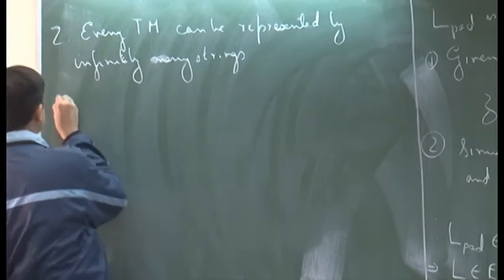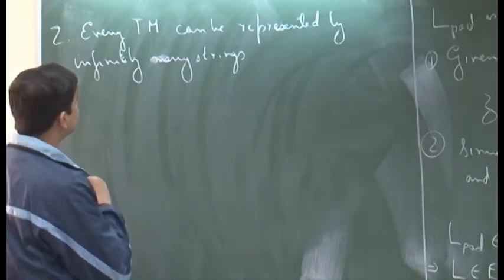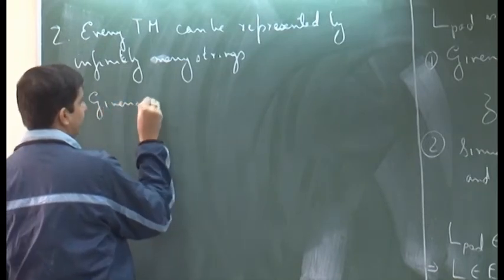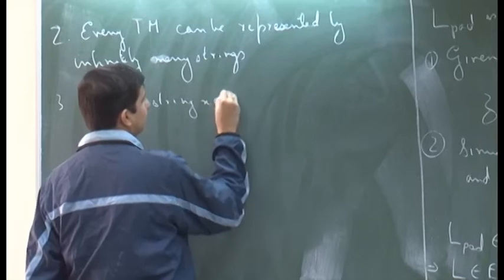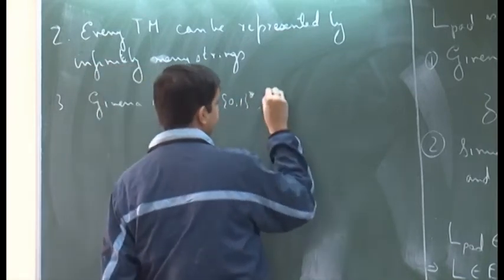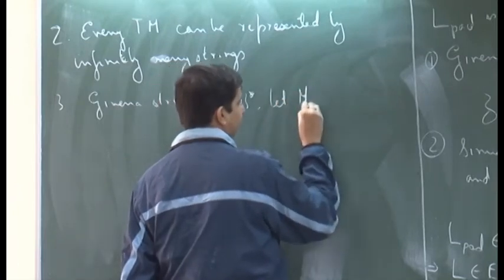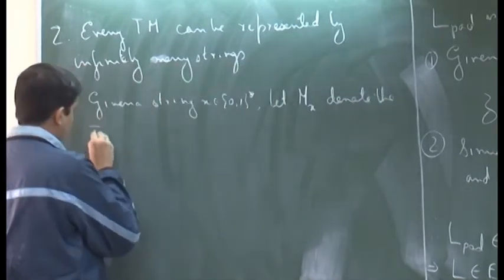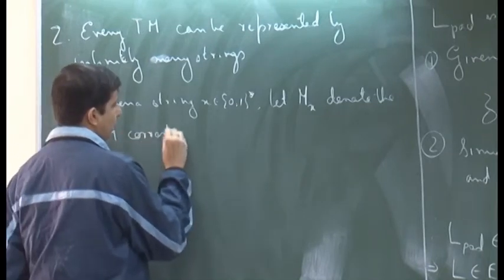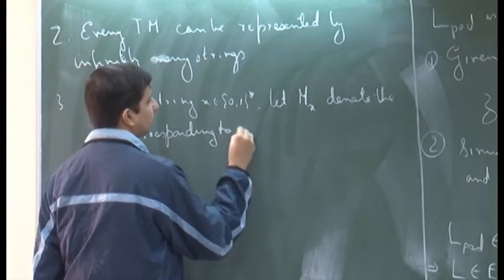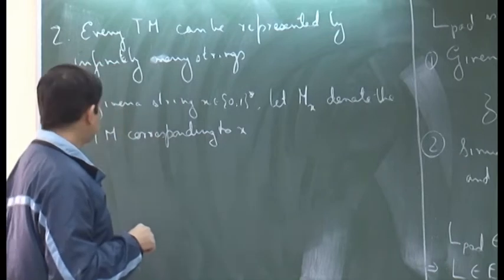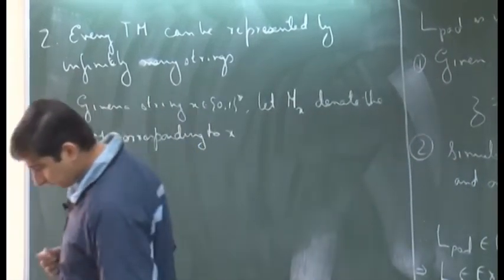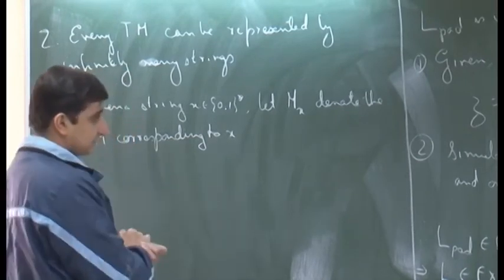And as a notation, we will use the following: given a binary string x, let M of x denote the Turing machine corresponding to x. So, let us go ahead and prove the theorem.